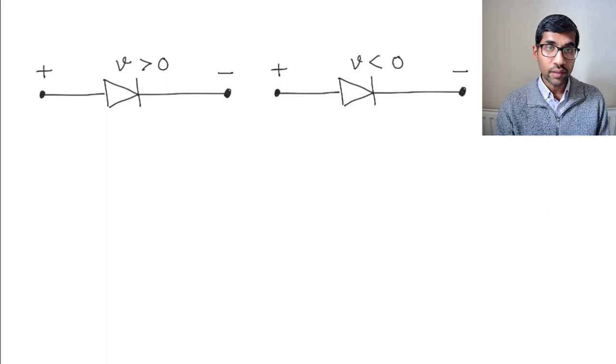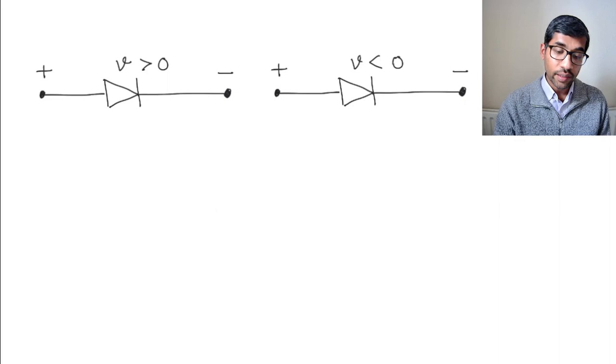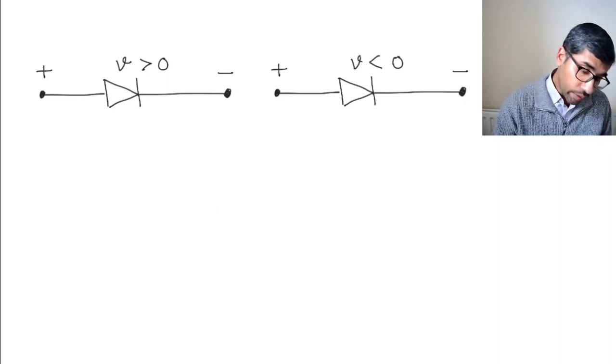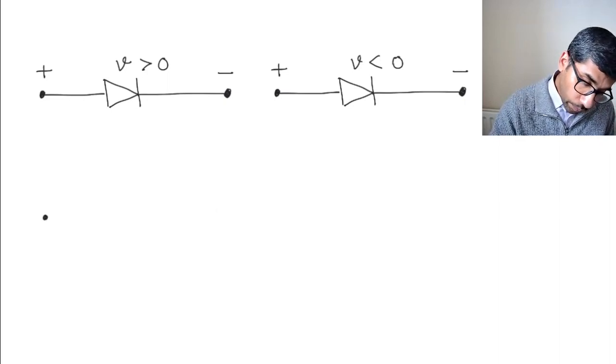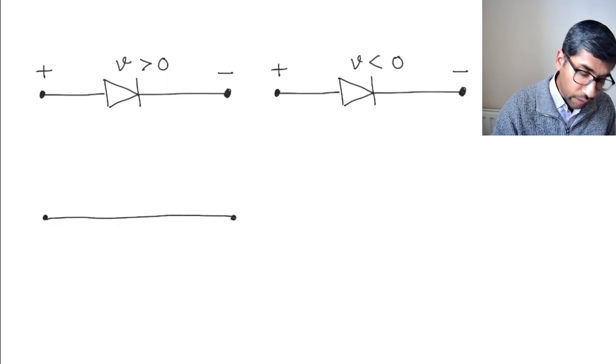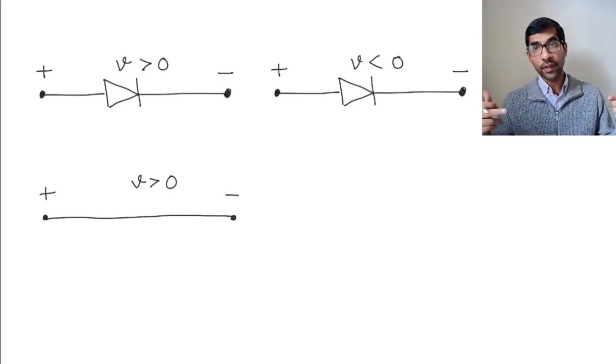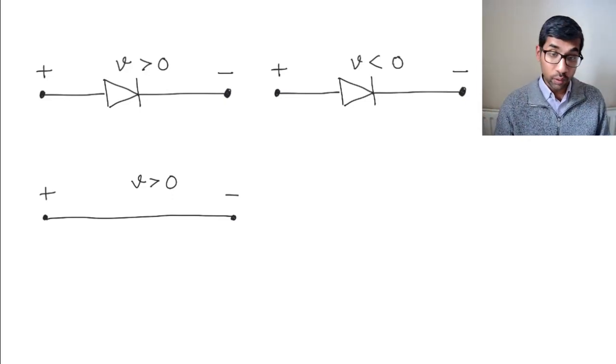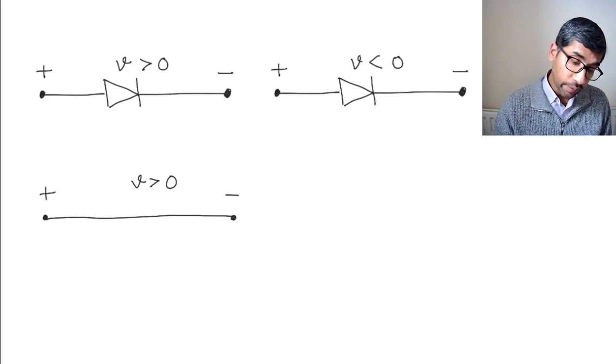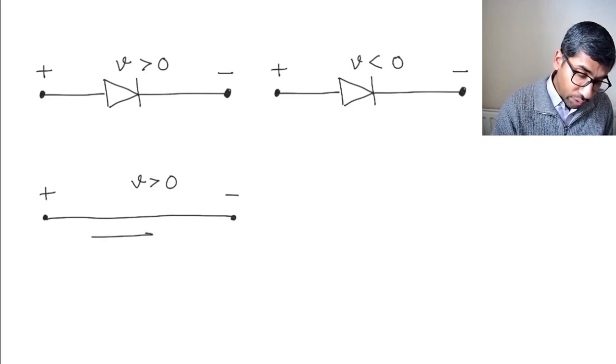So if the voltage is greater than zero, as we are showing here, then the diode can basically be replaced by a short. Okay, so you have this voltage here which is greater than zero, so the diode can be replaced by just a wire. It allows for current to flow through this. Okay, and the current that is flowing has to flow in this direction. I is greater than zero, let's call it.